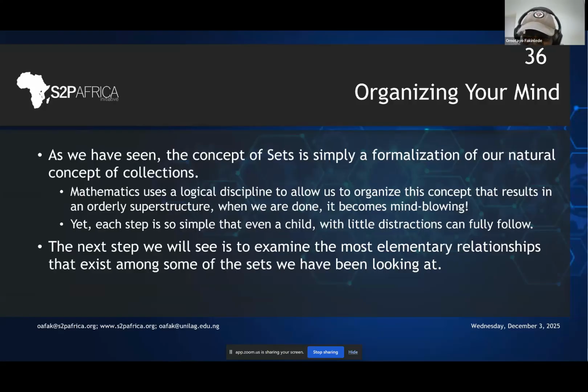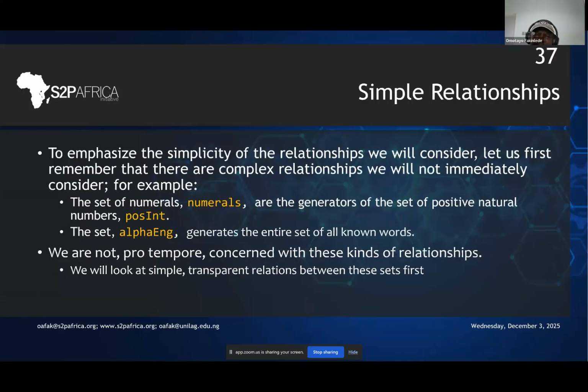As we have seen, the concept of set is simply a formalization of our natural concept of collections. Mathematics uses a logical discipline to allow us to organize this concept, resulting in an orderly superstructure. When we are done, it becomes mind-blowing. Yet each step is so simple that even a child with few distractions can fully follow. The next step is to examine the most elementary relationships that exist among some of the sets we have been looking at.